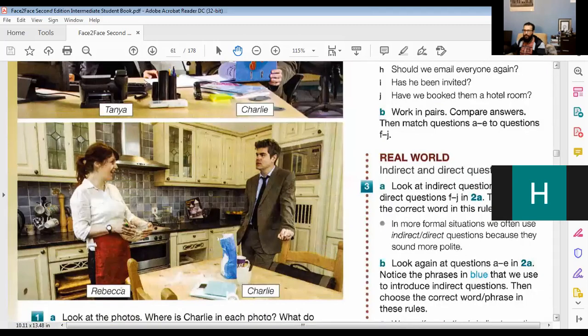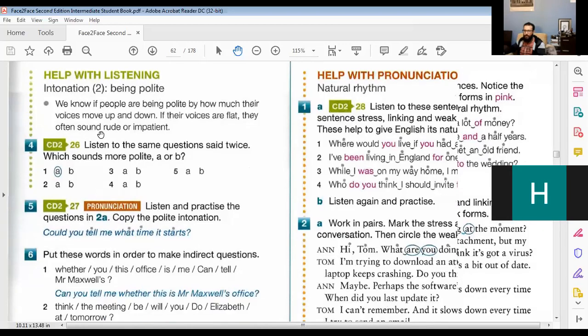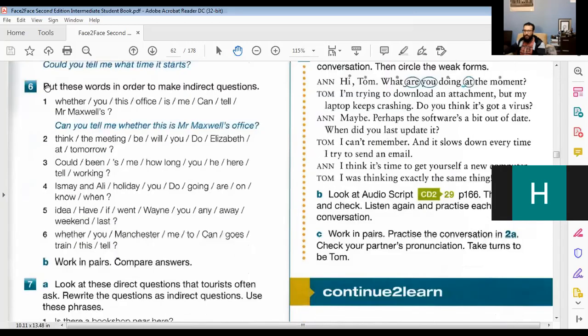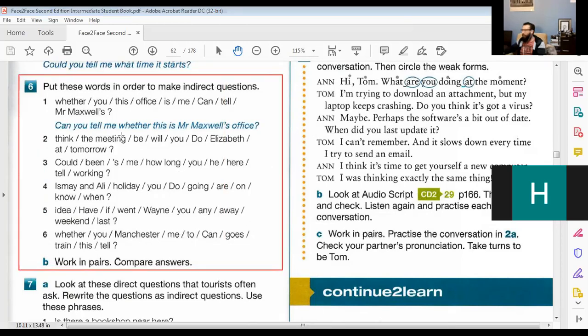Let's do that. So here we are. Let's skip this intonation part. We'll come back to it later. But let's do this. It says here, put the words in order to make indirect questions. Can you see exercise number 6 here? Yeah. All right, so take a minute. Let's try to organize these words in order so we can make indirect questions. Take a few minutes, and when you're ready, let me know.